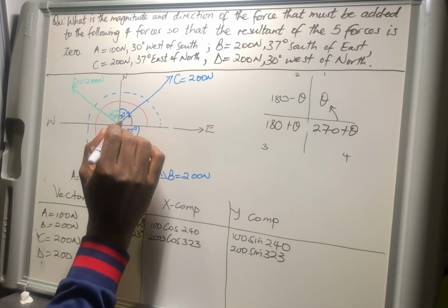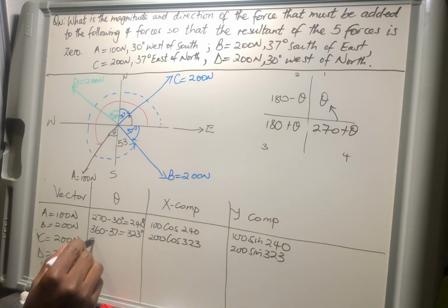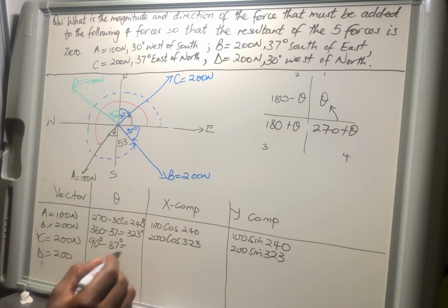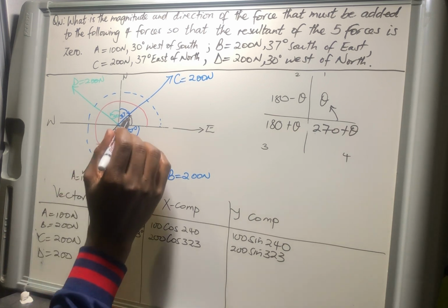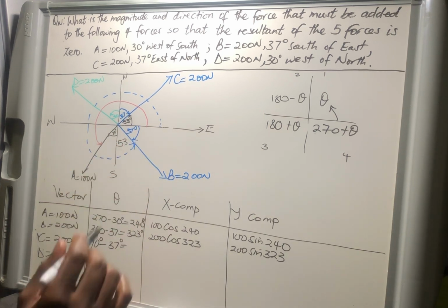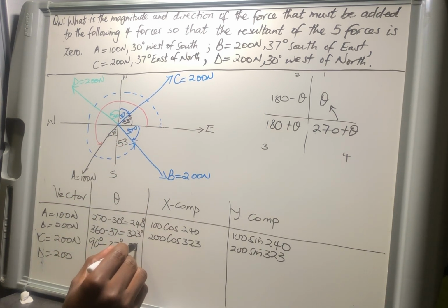This is the angle that we need. So it's simply 90 degrees minus 37 degrees. What do we get? 90 minus 37, 53. So it's 53 degrees, which is the angle that we want.